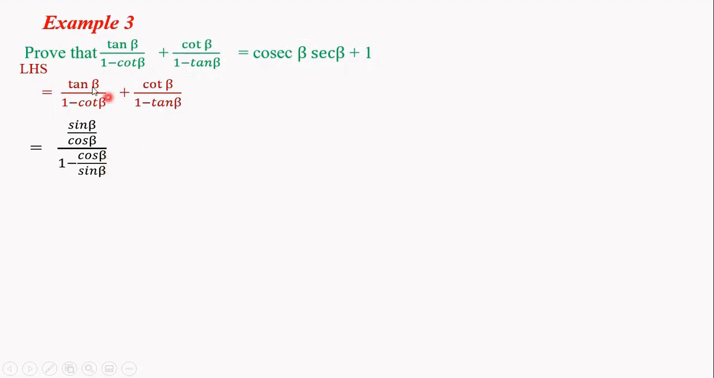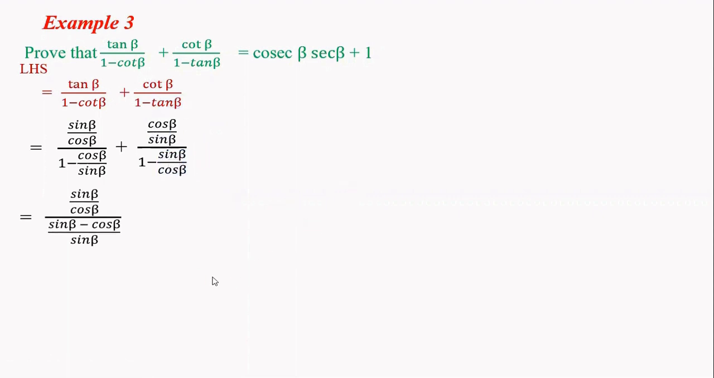In this step, all the ratios are converted to sine and cos. So the tan beta is replaced by its formula sine beta upon cos beta, and this cot beta is also replaced by its formula cos beta by sine beta. In the second term also we do the same thing. All the ratios are converted to sine and cos. This cot beta is replaced by its formula cos beta upon sine beta, and this tan beta is also replaced by its formula sine beta by cos beta.